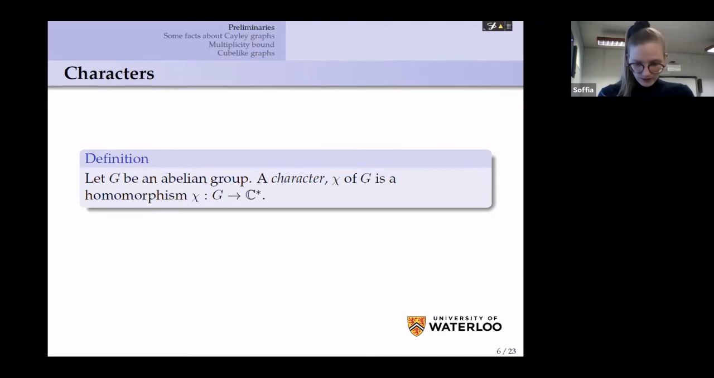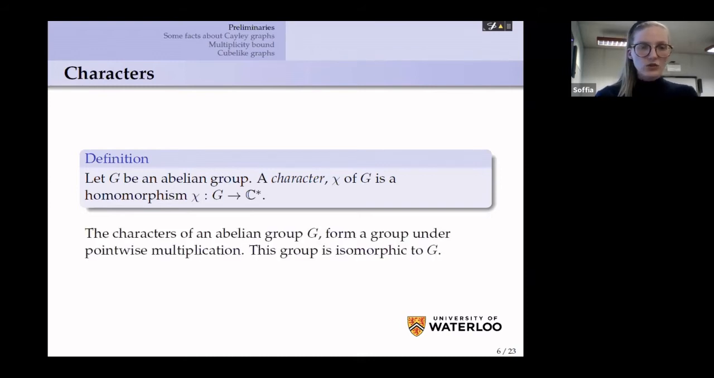But it's nice to be able to just define them like this, because we're only going to be talking about abelian groups. And then also what's important is that the characters of an abelian group form a group under pointwise multiplication, and that this group is isomorphic to our original group.